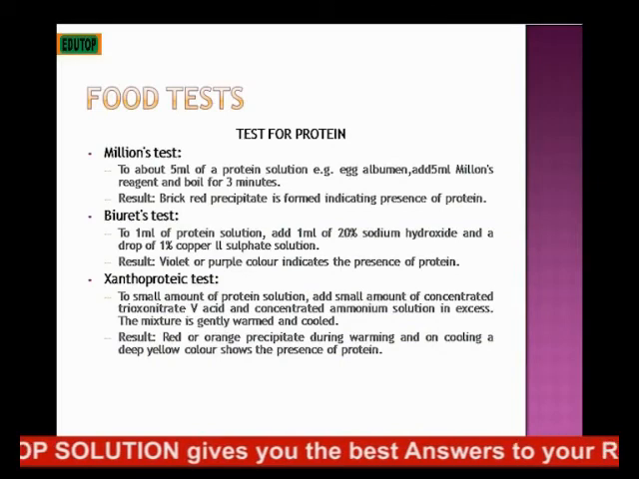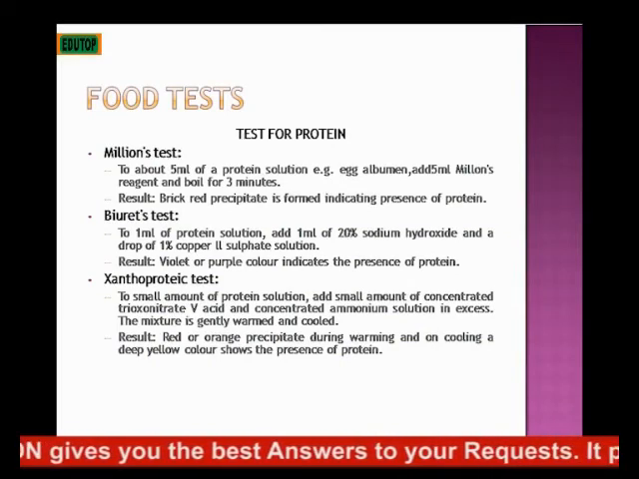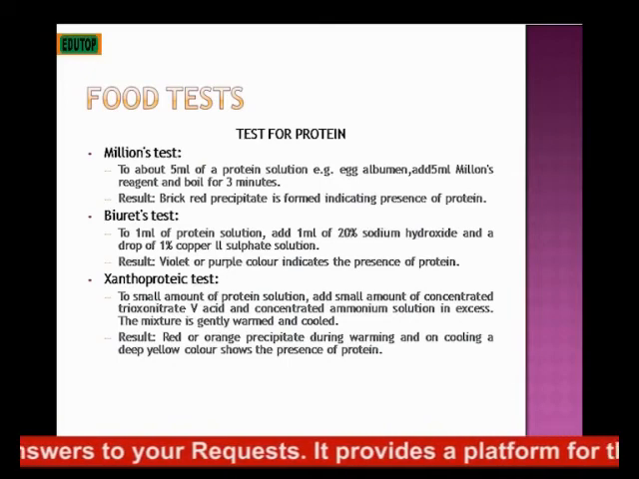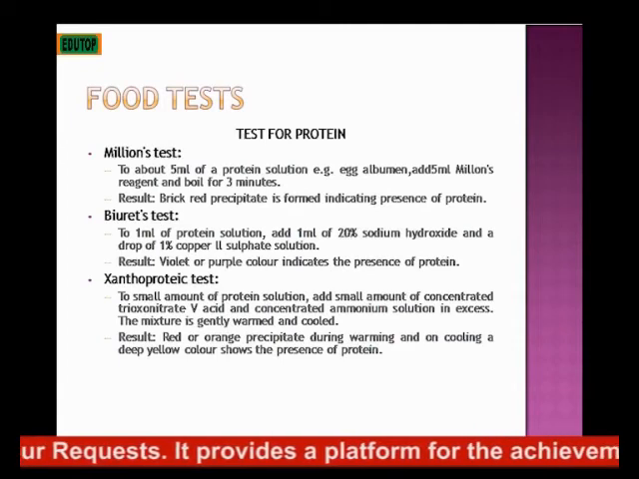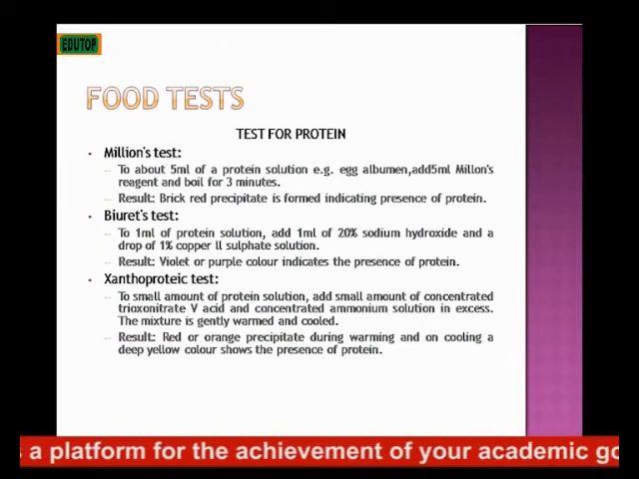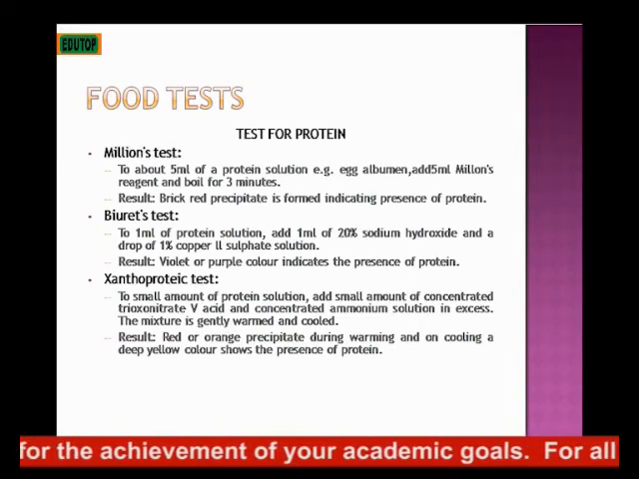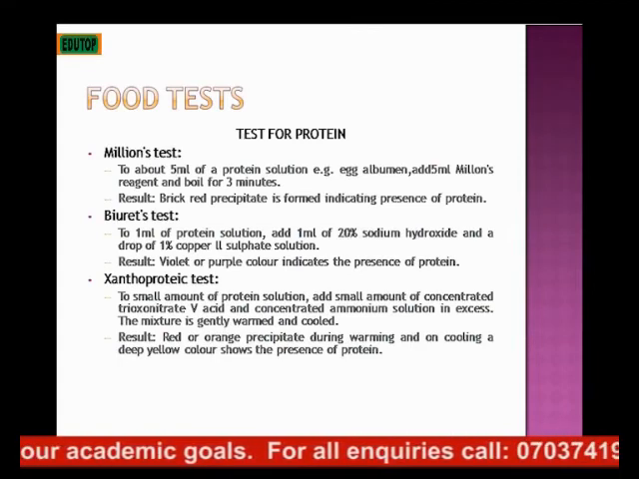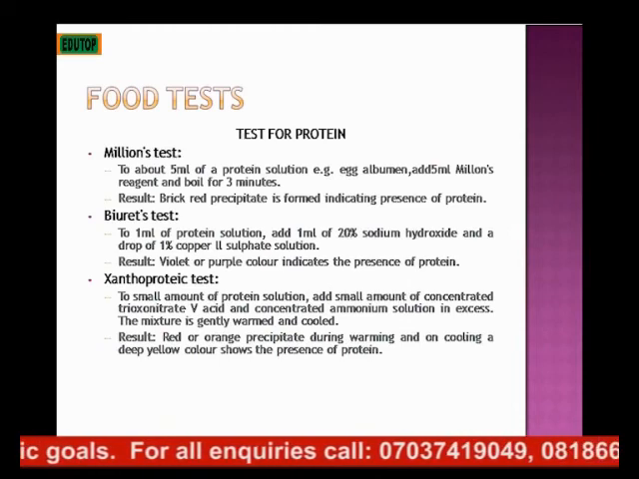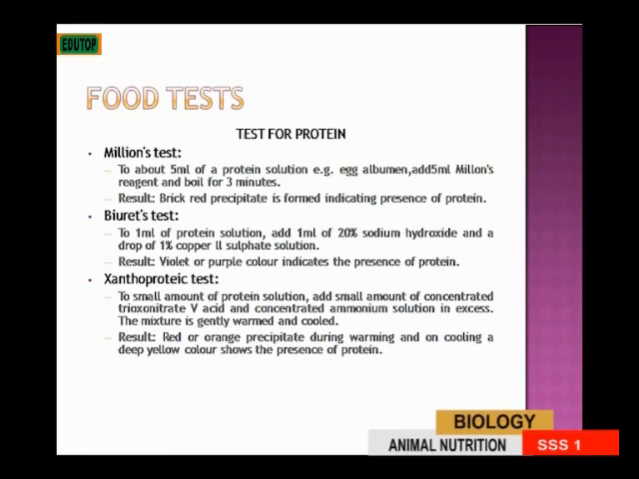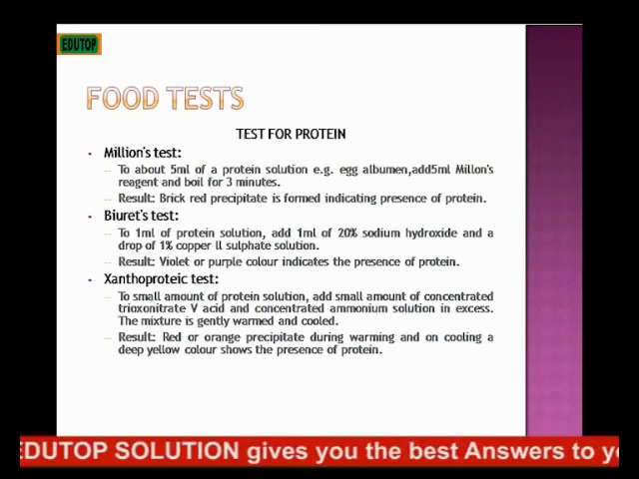Test for protein. How do you test for protein? We have 3 types of tests. We have the Millon's test, we have the Biuret test, and the xanthoproteic test. The Millon's test: about 5 ml of a protein solution, for instance egg albumin, you add 5 ml of Millon's reagent and you boil it for 3 minutes. You discover a brick red precipitate is formed. So that indicates the presence of protein.